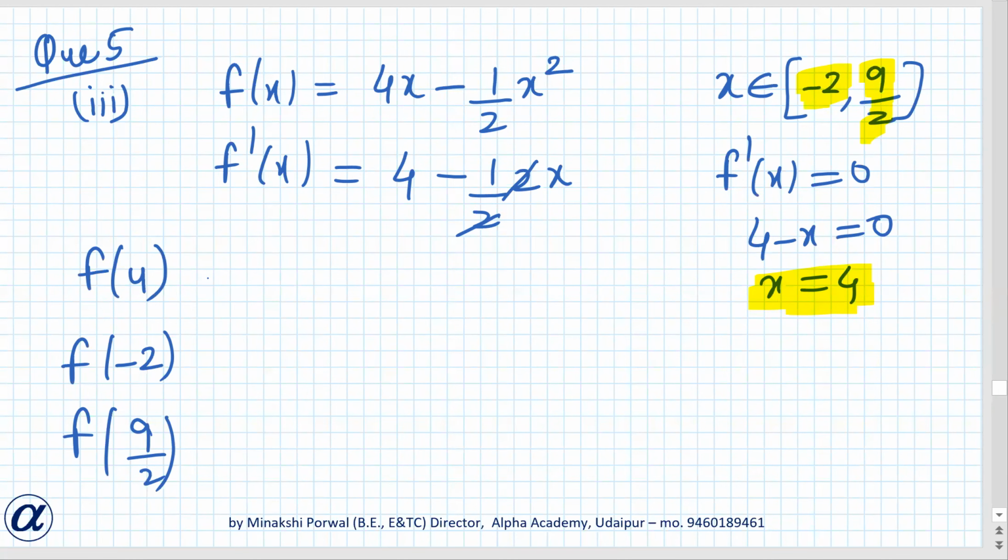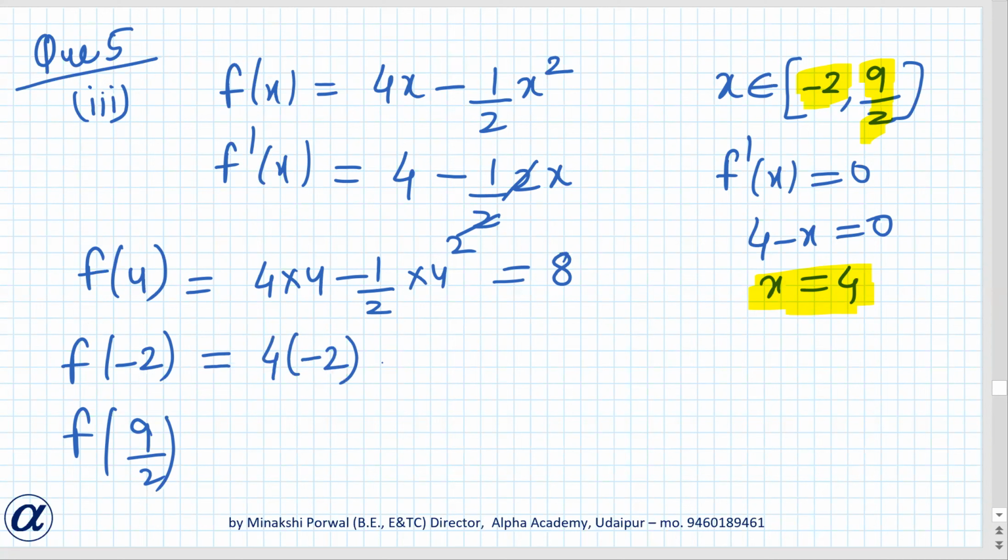Okay. f of 4 is 4 into 4 minus 1 by 2 into 4 square. So 16 minus 8, this is equal to 8. Then f of minus 2 is 4 into minus 2 minus 1 by 2 into minus 2 the whole square. That is equal to minus 8 minus 2, that is equal to minus 10.